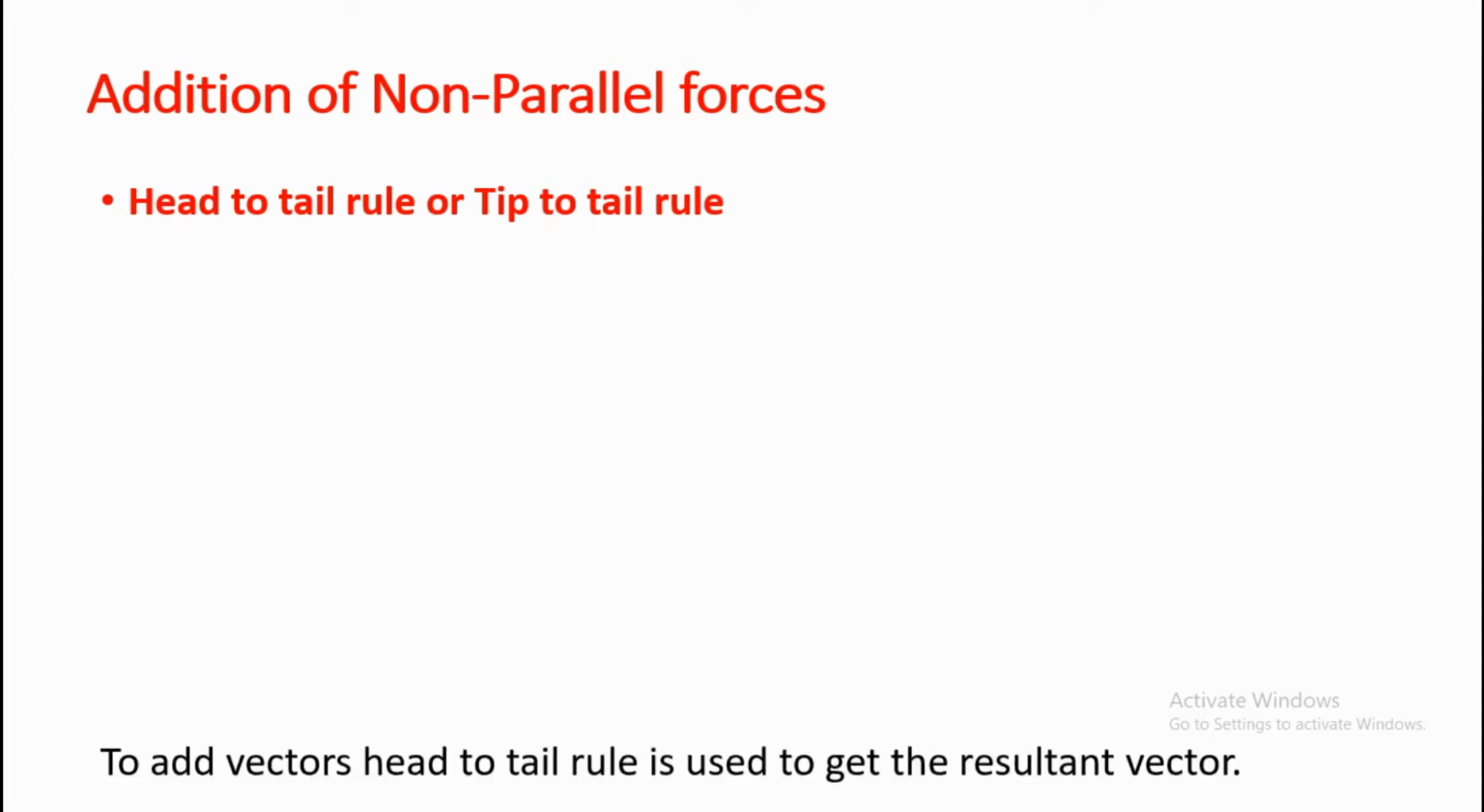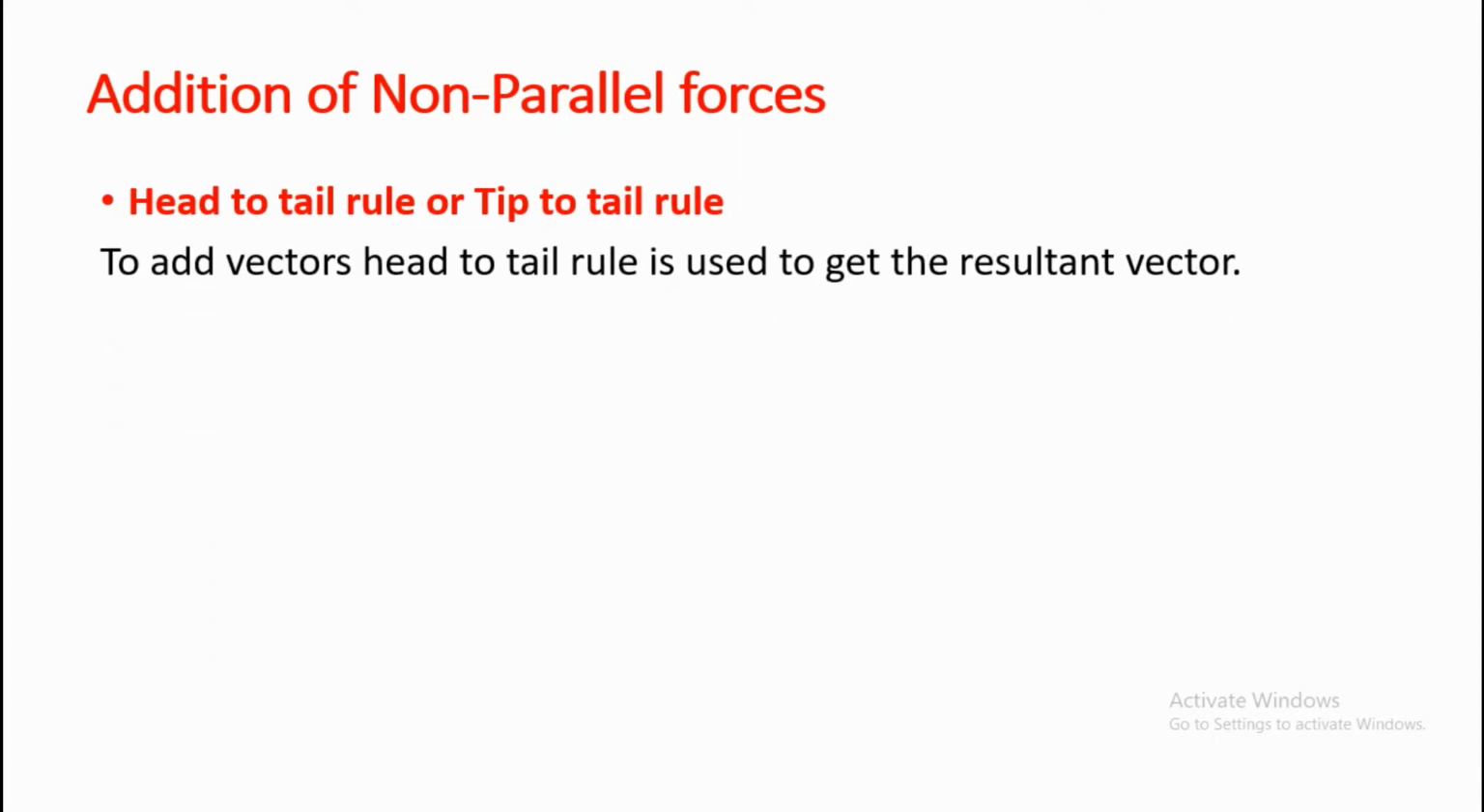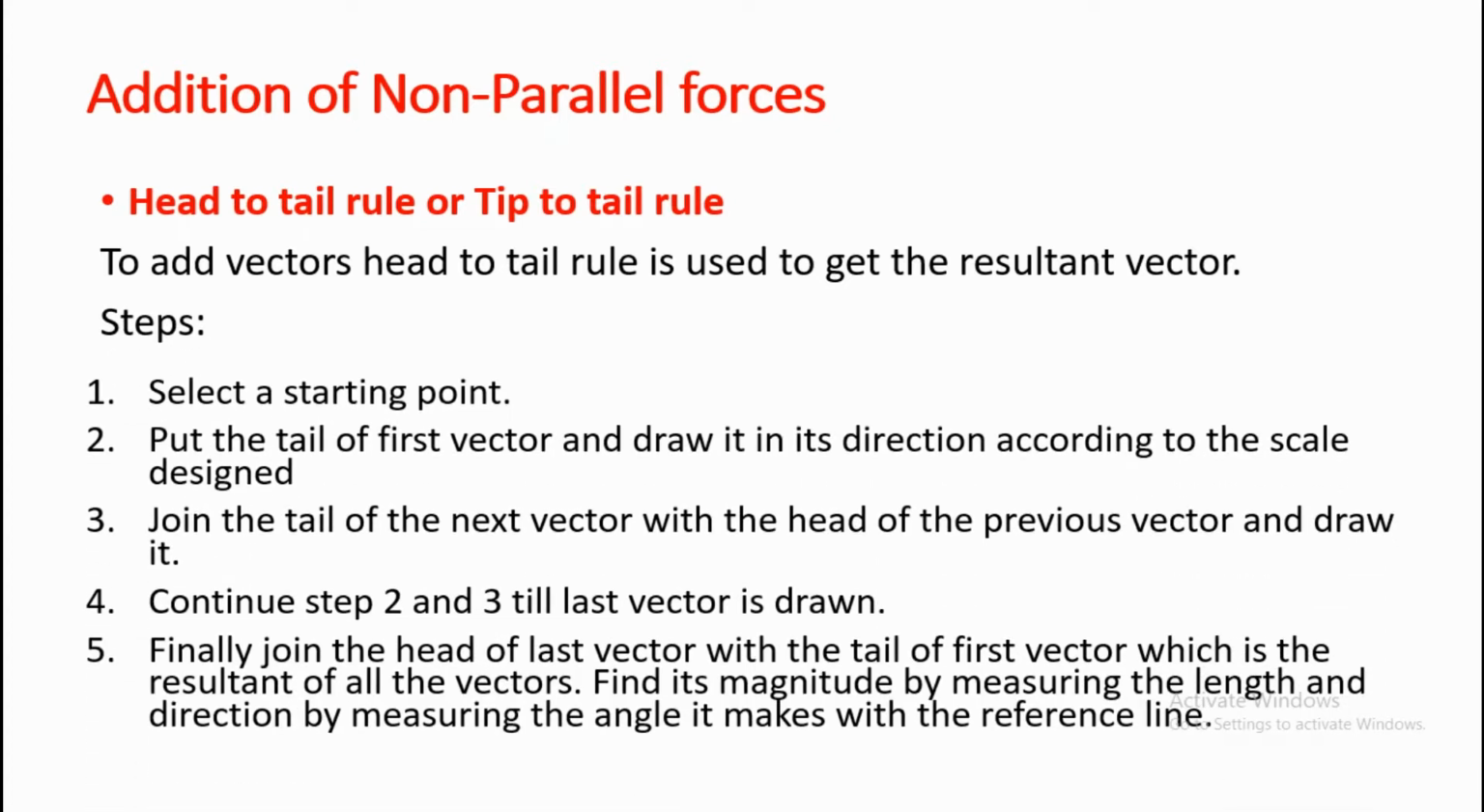So let's start with the head-to-tail rule. According to this rule, if we have two or more vectors and we want to add them, then first we take some starting point where we put our first vector according to the chosen scale. We draw the vector, then we take the second vector and we join the tail of the second vector with the head of the first vector. Then we join the tail of the third vector with the head of the second, and we similarly proceed till the final vector. And finally we join the tail of the first vector with the head of the last, which gives us the resultant. The resultant vector is a vector which has the combined effect of all the vectors in the process of addition. In this way we get the resultant vector.